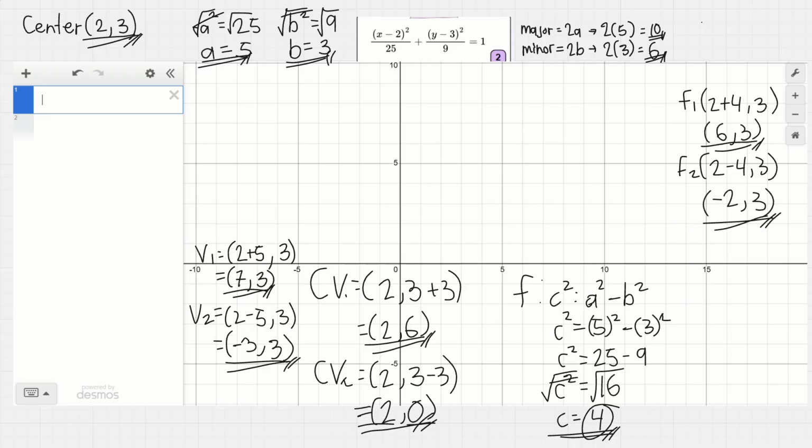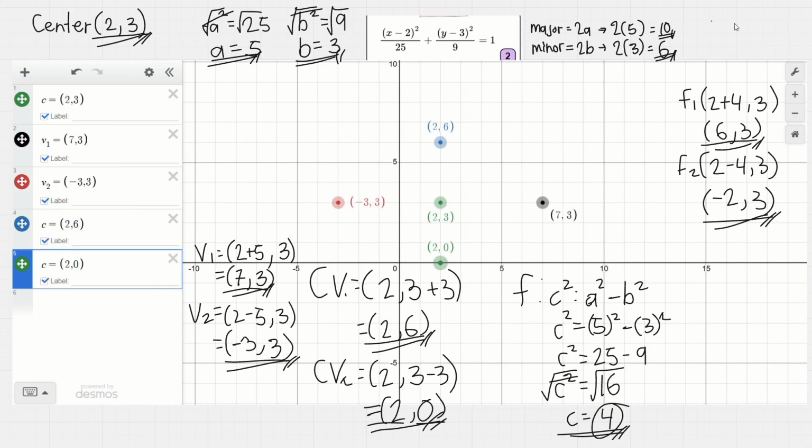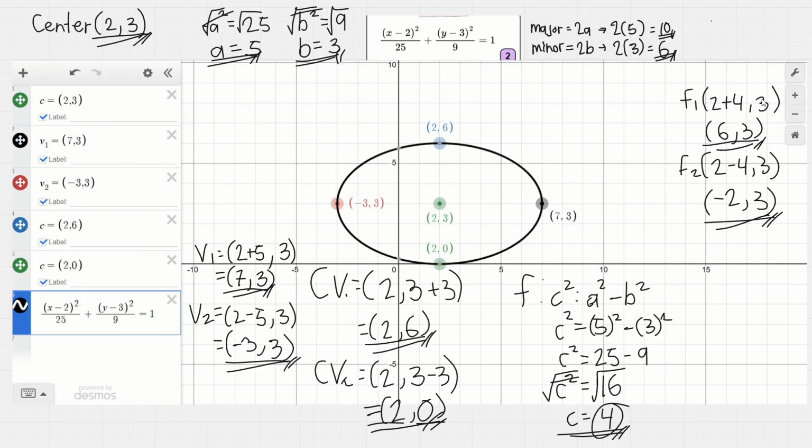Since we got all points, we can finally plot each in Desmos. After graphing all points, let's try to put the standard equation in Desmos to check if all our plots are correct. Now this is our ellipse. That means our computations are all correct.